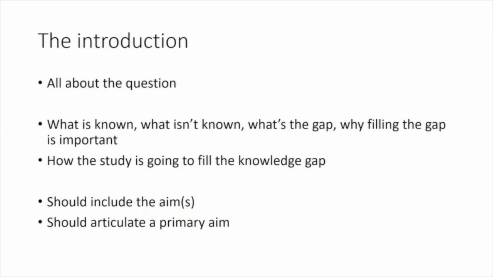Often you can say what is known, what isn't known, what's the gap and why is filling the gap important, and how are we going to fill the gap. They're the basic elements of the introduction. It should include the aim or aims, and it should articulate a primary aim. So if there are multiple aims, they should say this is the primary aim, but then they should indicate the other aims and potentially a hierarchy of the aims.